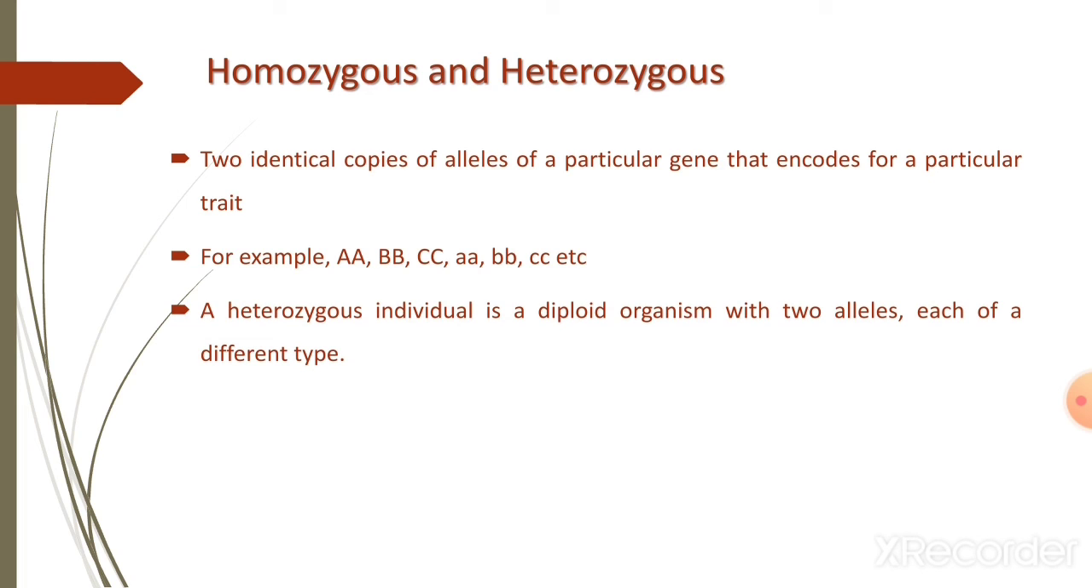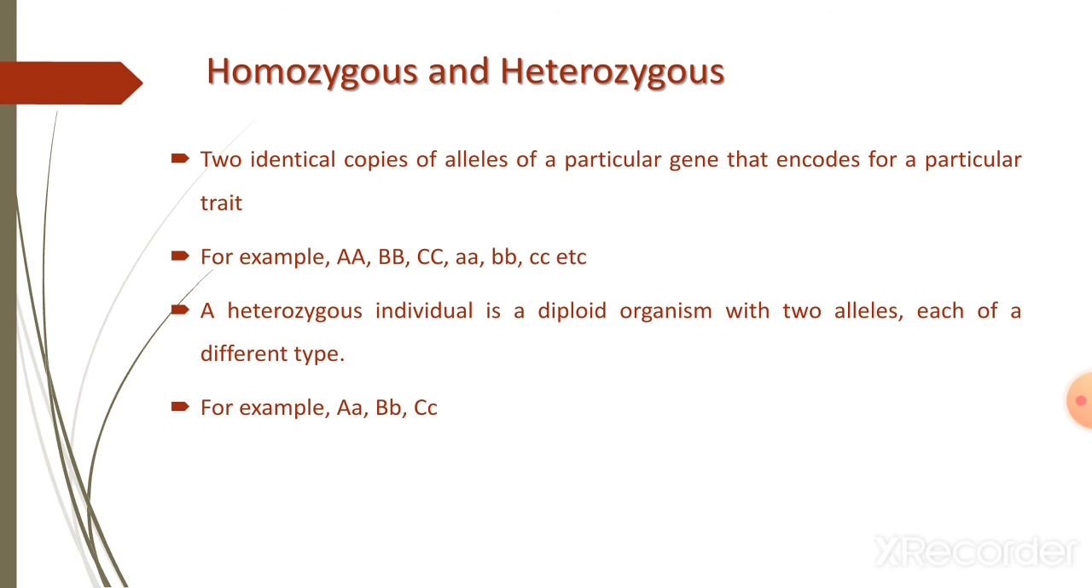Now the heterozygous condition. A heterozygous individual is a diploid organism with two alleles, each of a different type. There can be many alleles in a population, but a heterozygous individual can only have two of them because every diploid organism receives one allele from each parent. Although each organism can have only two alleles, there can be many variations of a gene present in a population.